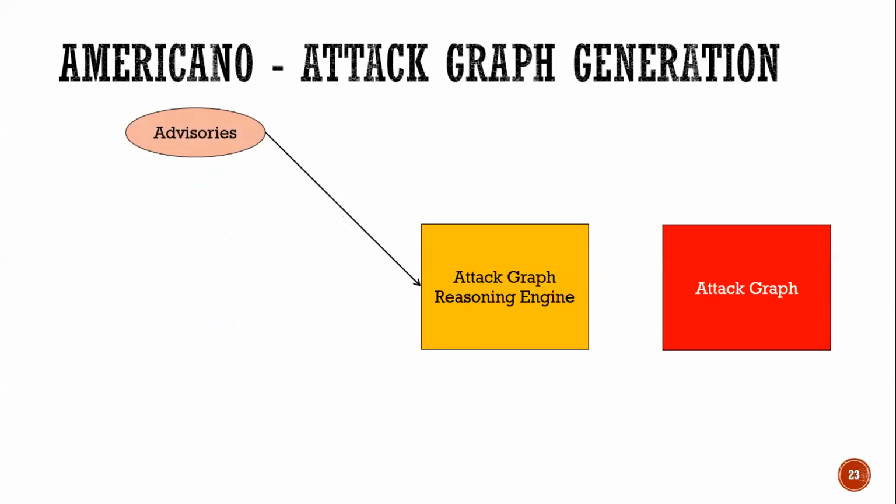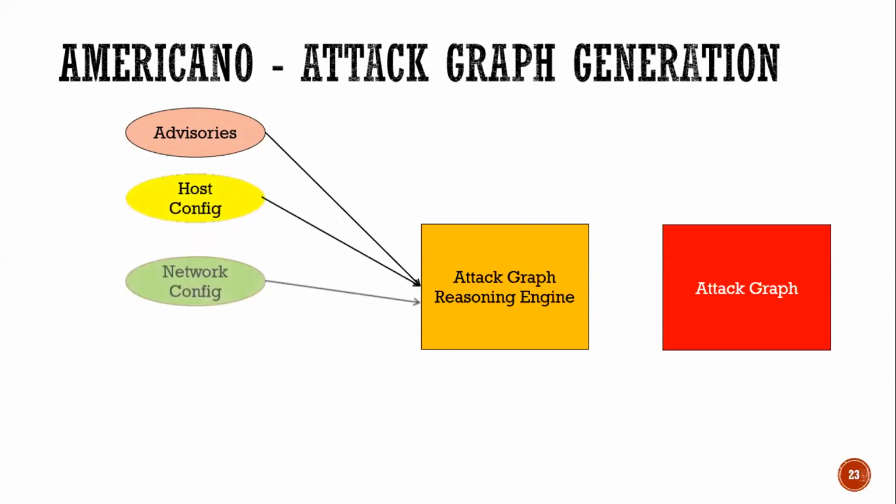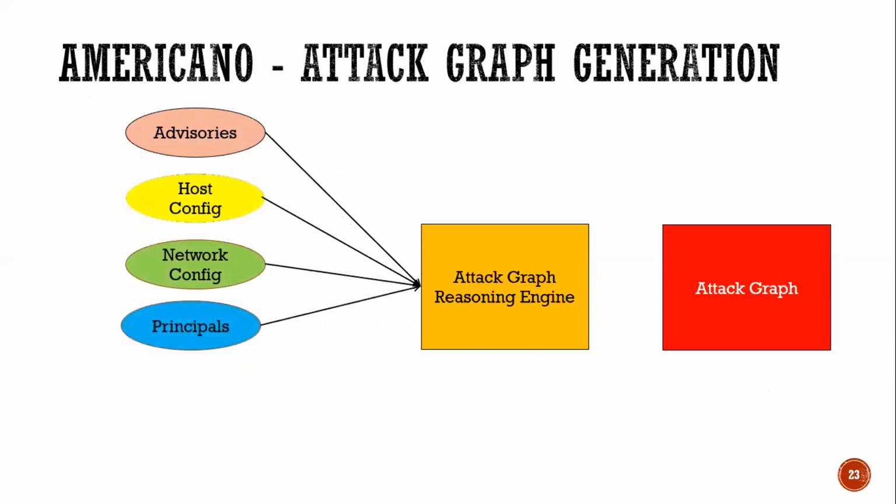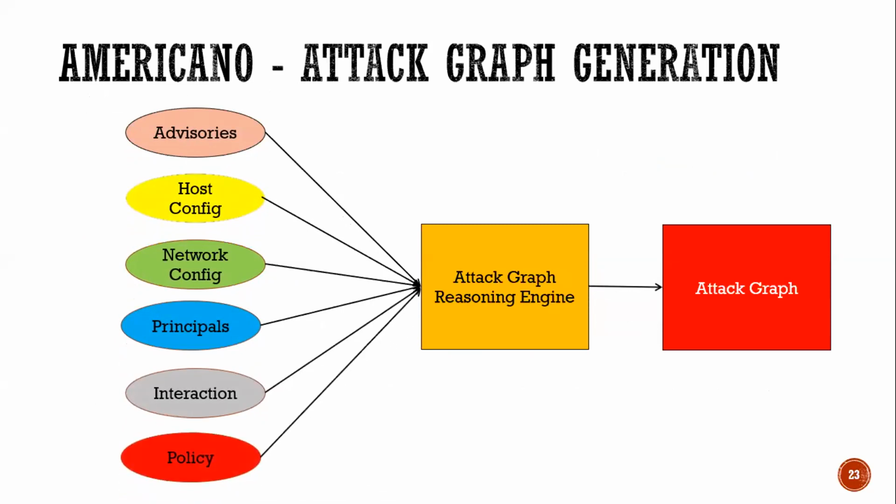So to simplify this, we have some advisories that we identify based on the scanning of the network. We have host configuration information, we have network configuration information. The principal indicates who has ownership on which machine. And we use interaction rules and policies to provide input to this attack graph based reasoning engine, which then generates the attack graph for us.